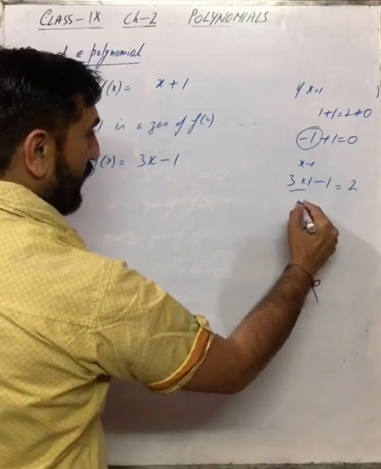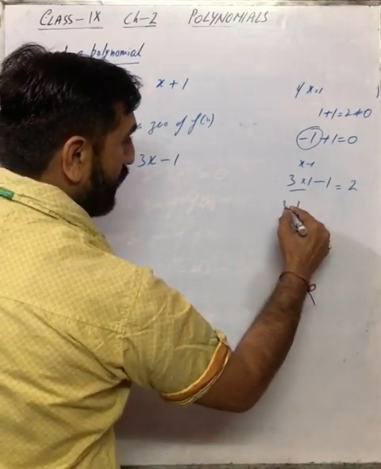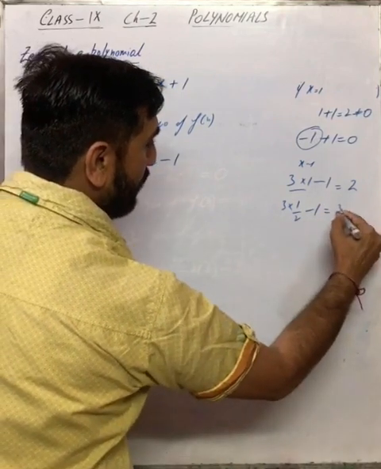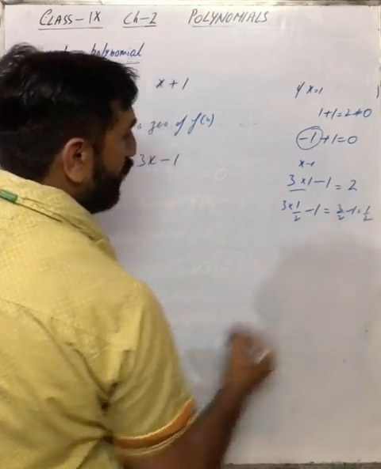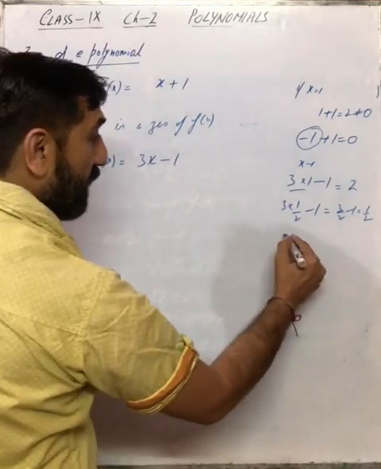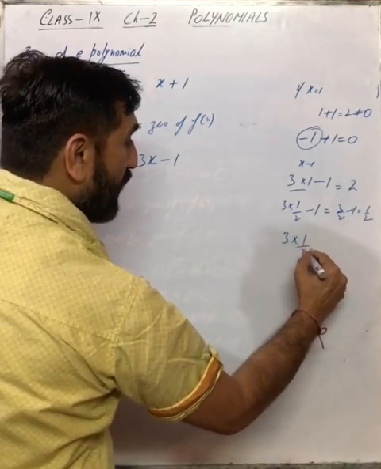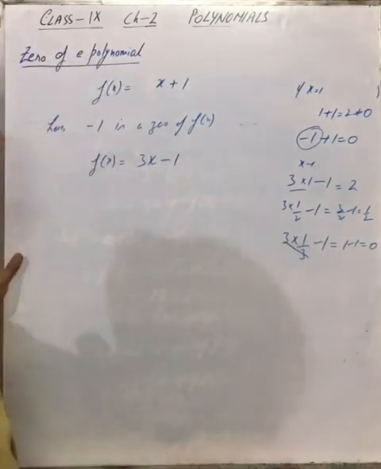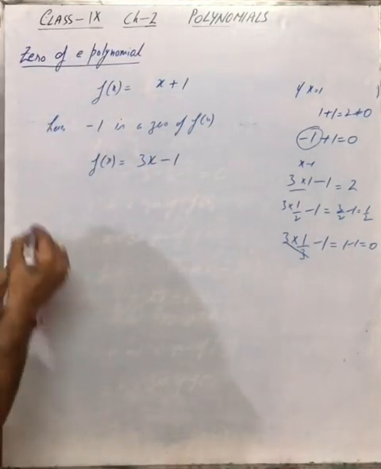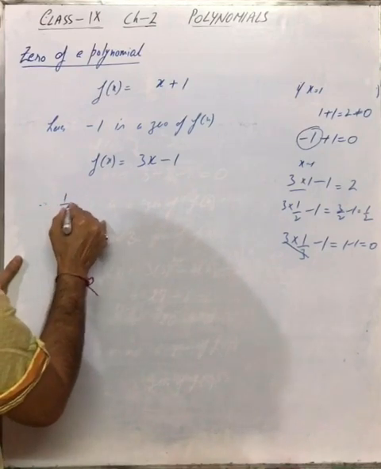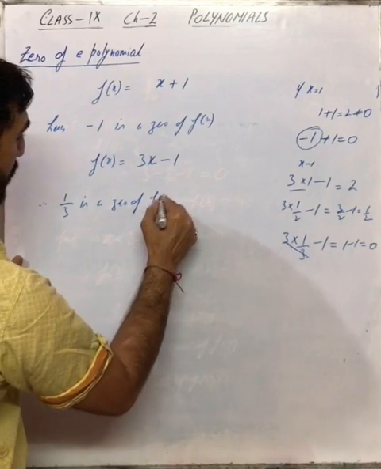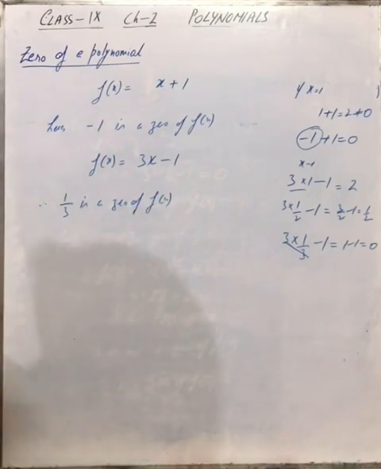If I put x is equal to 1, 3 into 1 minus 1, 3 minus 1, it will be 2. If I take 1 by 2, 3 into 1 by 2 minus 1, it will be 3 by 2 minus 1, which is 1 by 2. But if I take x as 1 by 3, then you will get 0. That means here 1 by 3 is a 0 of fx. So students, this is how you can write the zeros of a polynomial.